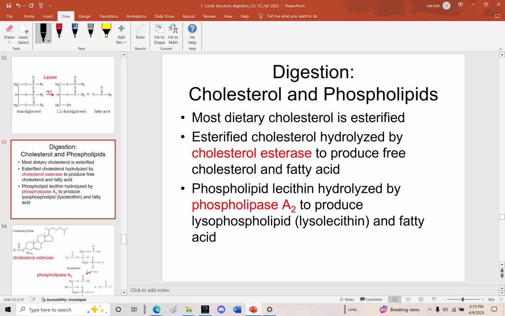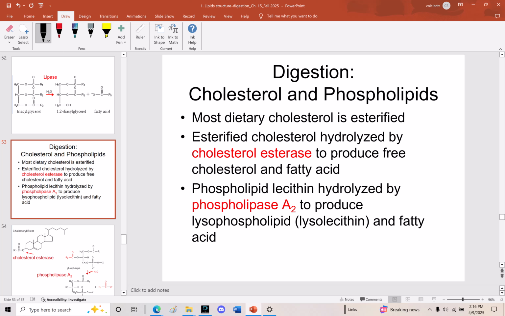These are going to be different enzymes. Lipases do not break down cholesterol esters and phospholipids. So again, we do get cholesterol in the diet if you're eating animal products, as well as phospholipids, which are just part of the cell membrane. So a lot of the plants that you eat are going to have phospholipids.